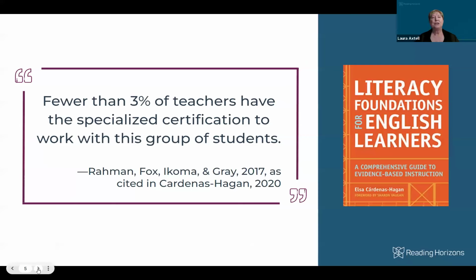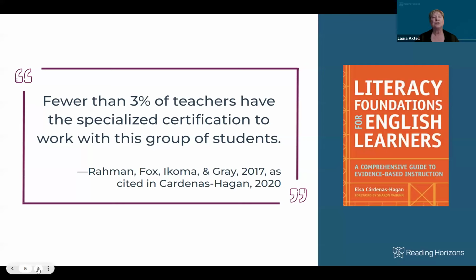And with all those languages and all those different students and diversity of students, we know that less than 3% of us have actually had any specialized training or certification in working with this population. And obviously that creates a challenge because many of us have had to kind of figure this out as we go along. So I'm going to present the first resource by Elsa Cardenas-Hagen, who's really become a pioneer and someone very well known in this area. Her book is really great, has lots of information.